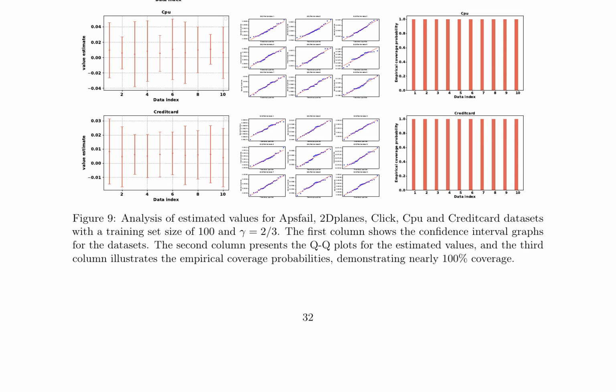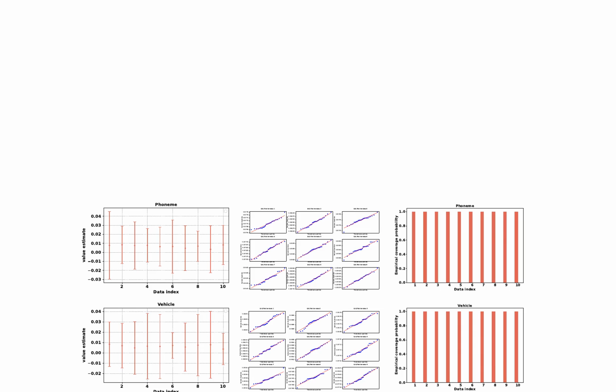The study contributes to the understanding of statistical inference in machine learning and the development of efficient algorithms for data analysis. The analysis of estimated values for phoneme, vehicle, and wind datasets with a training set size of 100 and γ equals 2/3 is presented in Figure 10. The first column displays the confidence interval graphs for the datasets, illustrating the accuracy and precision of the estimates.